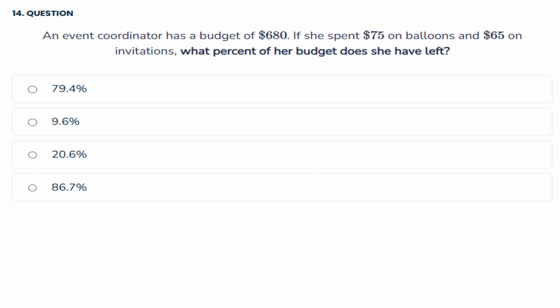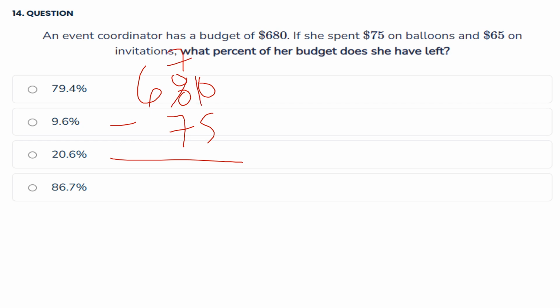All right, so let's figure out how much did she spend total. So we're going to start off with 680, and we know she spent $75 on balloons. So we're going to subtract 75 from 680. You can't subtract 0 from 5, so you have to take 1 from there, put a 7 there. That becomes a 10. So 10 minus 5 is 5. 7 minus 7 is 0. 6 minus 0 is 6. All right, so we know how much she has left after she purchased the balloons.